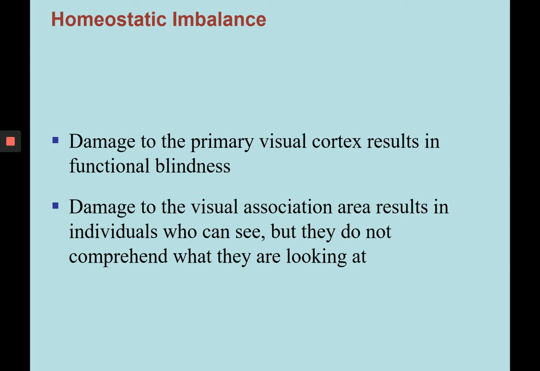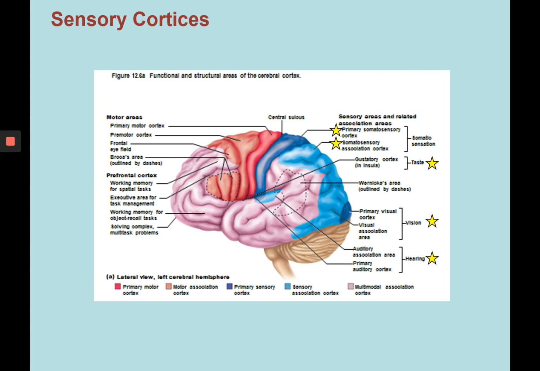So this individual can receive visual information to their brain, but they don't really know what they're looking at. They may have only, depending on the severity of the damage, an idea that something is shaded, it's darker or lighter than something else. But these individuals who have damage to their visual association areas are unable to comprehend what they are looking at. So let's look at where these vision areas are.